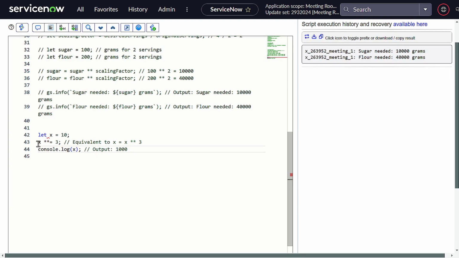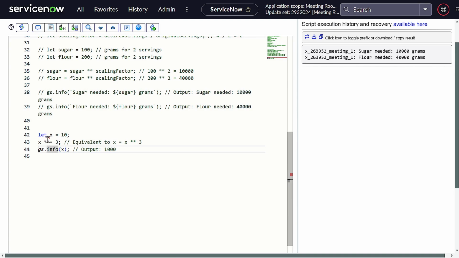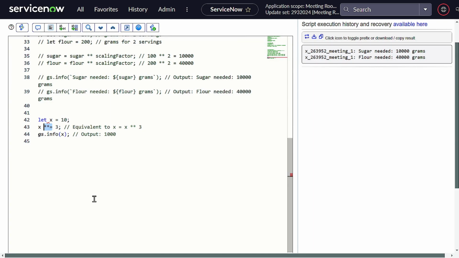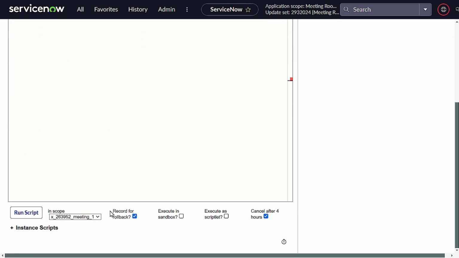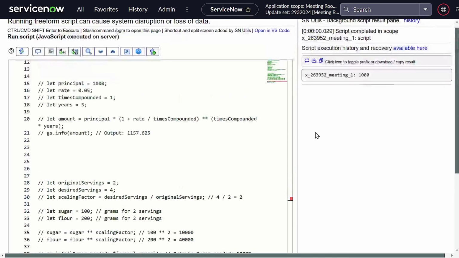This is the syntax for it. You can simply consider it as syntax only. It will be double asterisk equal to. So we are just reassigning x by cubing it. If I run this, we should get 1000.